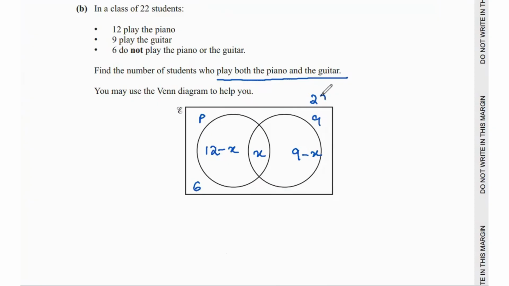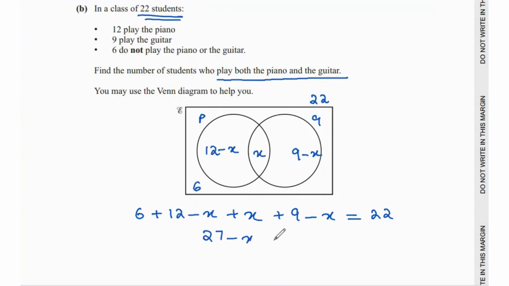So there are 22 students in total. So 6 plus 12 minus x plus 9 minus x equals 22. We add up all of the elements inside the Venn diagram and put it equal to 22 because 22 is the total number of students. So 6 plus 12 is 18, 18 plus 9 is 27, minus x equals 22. 27 minus 22 equals x, and x is 5, which means 5 is the number of people who play both the piano and the guitar.